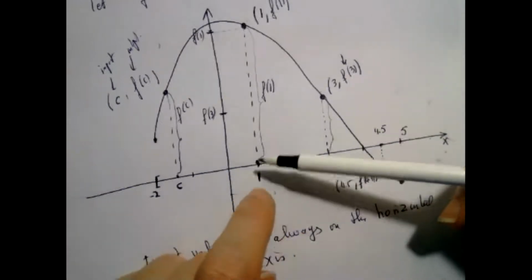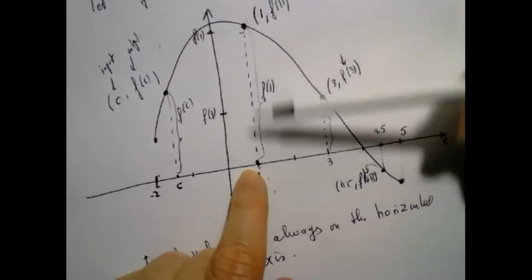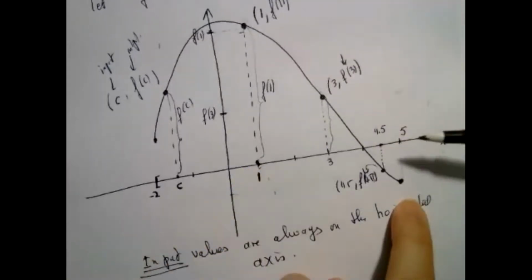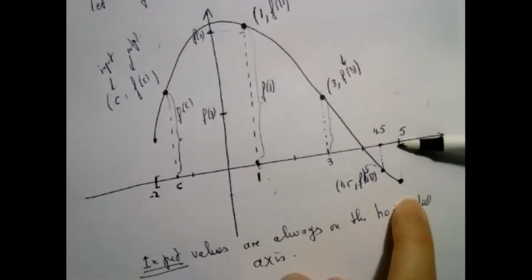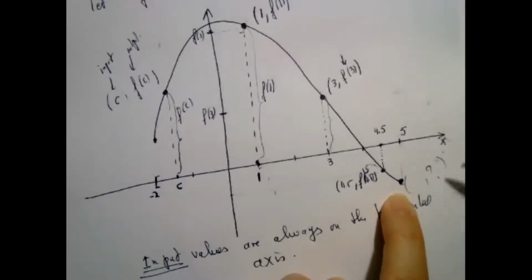So if I want f of 1, I say, okay, this is 1. The vertical distance to where I hit the graph, this is f of 1. F of 5, this is 5. Take the vertical line until I hit the graph. Whatever I get here, the y coordinate here is the output that corresponds to 5.